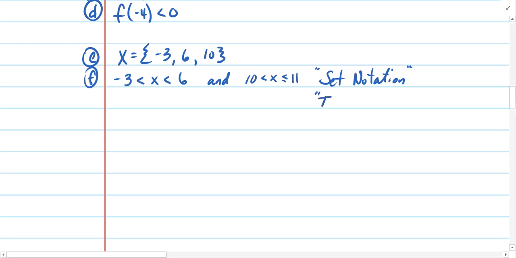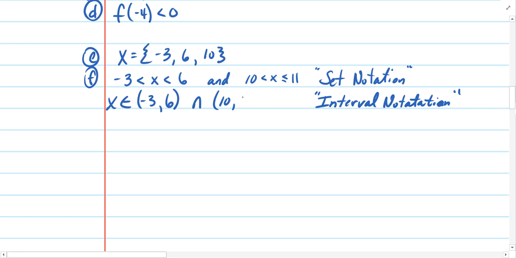Another option, which our calculus class tends to use, is what we call interval notation. And we're going to spend some time talking about that in this lesson as well. But the interval notation would look something like this. We would say that x is an element, so we have this kind of curvy looking E for element. X must be an element of the set of numbers from -3 to 6, non-inclusive, and the set of numbers from 10 to 11, where 11 is included.